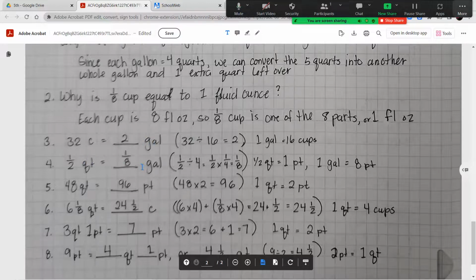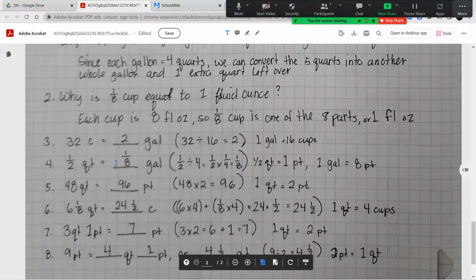Half a quart, I want to convert to gallons. So half a quart, I know half a quart is equal to 1 pint, and 1 gallon is equal to 8 pints. So half divided by 4, right? Because there are 4 quarts in 1 gallon. I'm going to keep my 1/2, I'm going to change my division into multiplication, and I'm going to flip my 4 or 4/1 into 1/4. So 1/2 times 1/4 gave me 1/8.